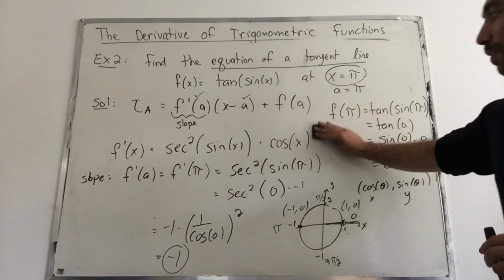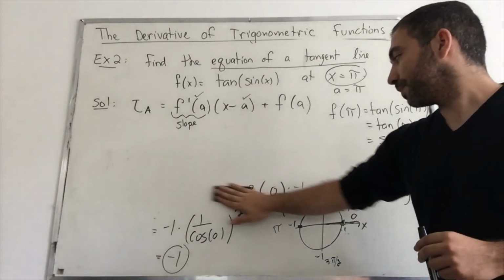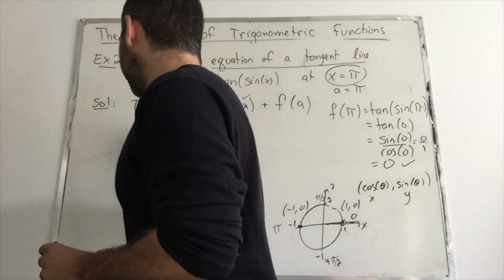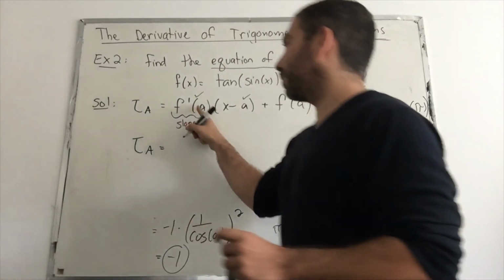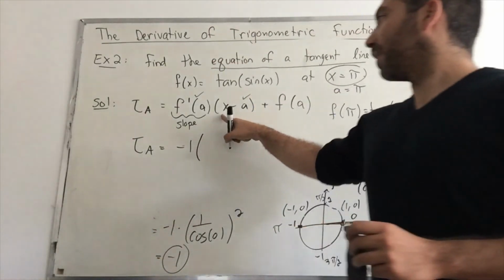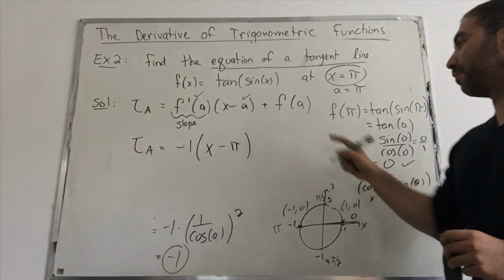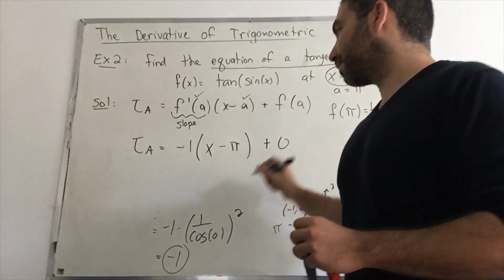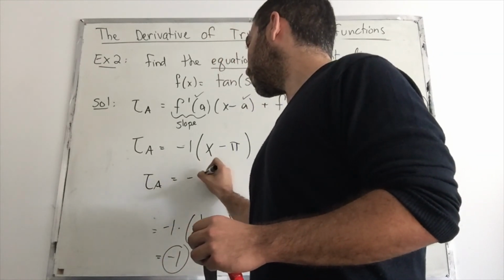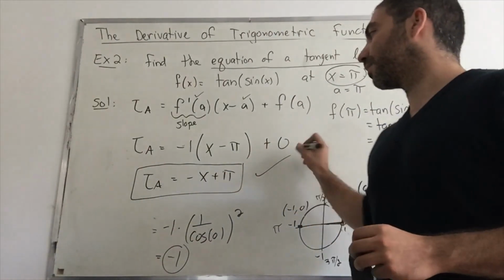Okay, so now let's write the equation of the tangent line. So the final answer, let me erase this to give myself some room. The equation of the tangent line: f prime of a, the slope we got, was -1, times x minus a, which in this case is pi, and then the f of a was 0, plus 0. So the equation of the tangent line is -x plus pi. And we're done.